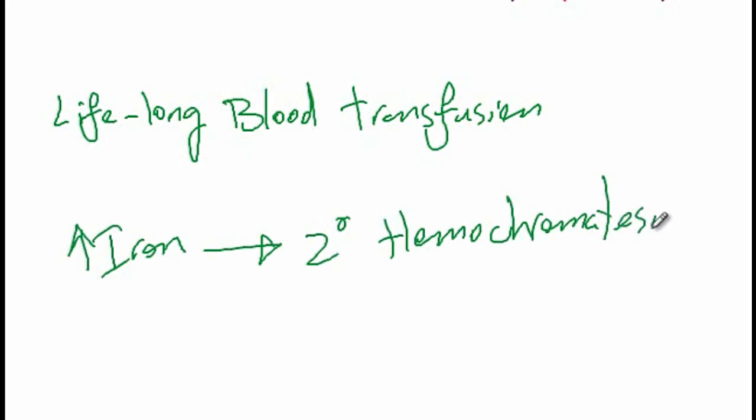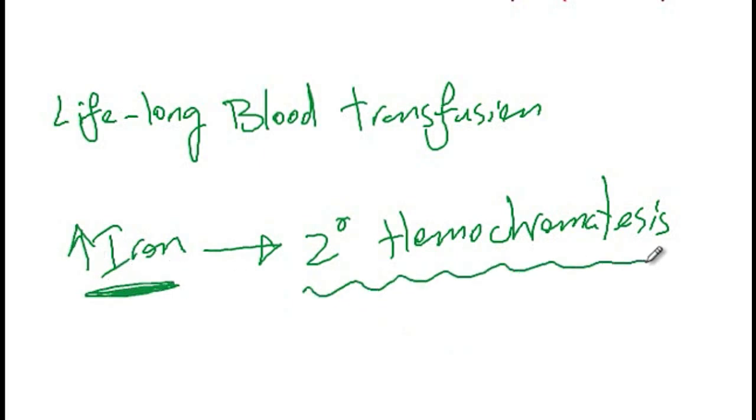hemochromatosis. So you may recall that hemochromatosis is a disorder of excess accumulation of iron in the body that is caused by mutation in the HFE gene. Now, patients that have beta thalassemia major keep on receiving blood transfusion, as a consequence of which there is elevated iron in their body, so that it will cause secondary hemochromatosis.